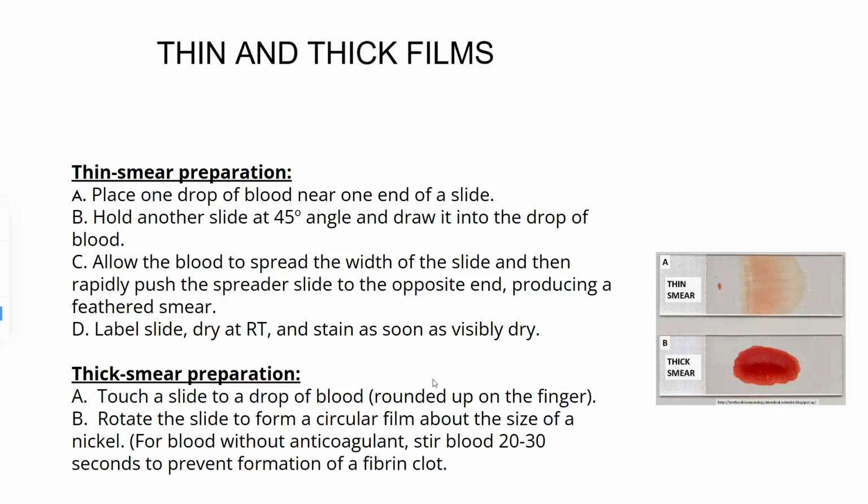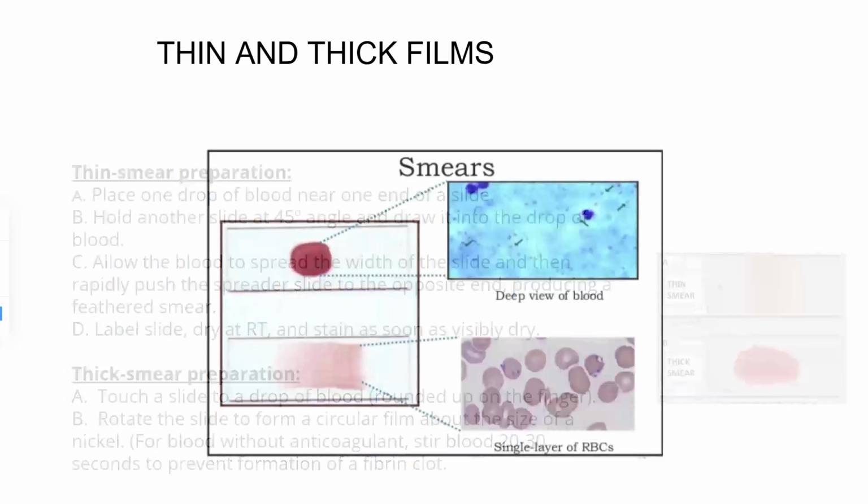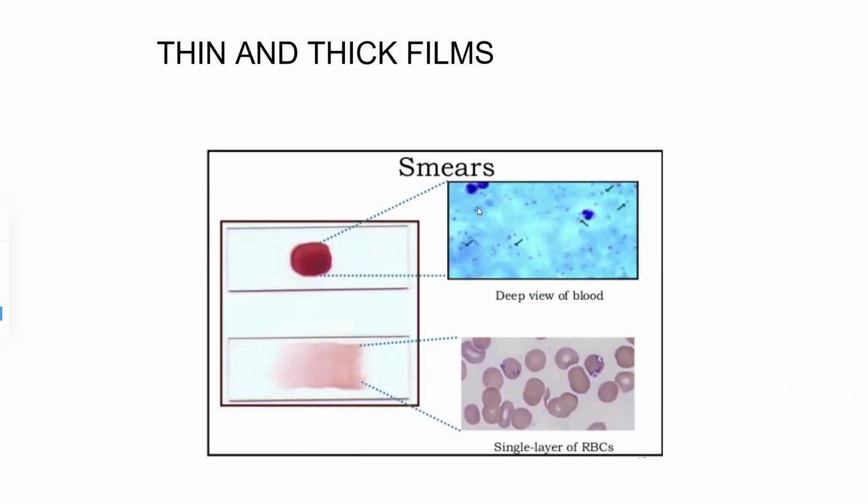For the thick smear preparation, you touch a slide to a drop of blood, rotate the slide to form a circular film, and look at it under the microscope. So this is what you can see. In a thick smear, you can see that there's something there that shouldn't be. In a thin smear, you can blow it up and actually see like the individual parasites and be able to identify these to the species level. Since there's more than one of these inside of this cell, this looks like it's Plasmodium falciparum, which is one of the leading causes of malaria.